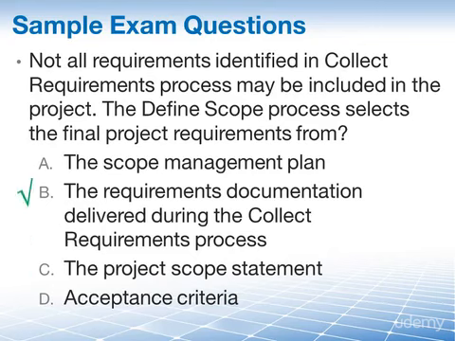The answer is, of course, that it is B, the requirements documentation that was delivered during the collect requirements process. From here, defined scope then develops a detailed description of the project and product, service or result. And this concludes our look at the defined scope process.